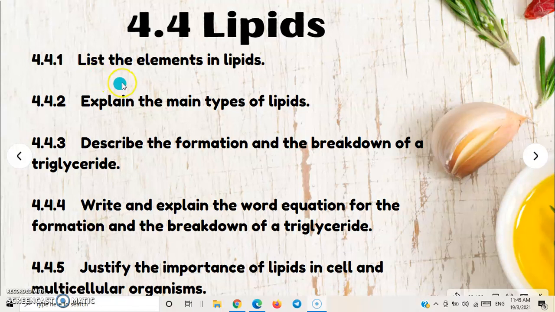First, list the elements in lipids. Second, explain the main types of lipids. Number 3, describe the formation and the breakdown of a triglyceride. Number 4, write and explain the word equation for the formation and the breakdown of a triglyceride. Number 5, justify the importance of lipids in cells and multicellular organisms. Make sure you can achieve all the learning standards at the end of the lesson.